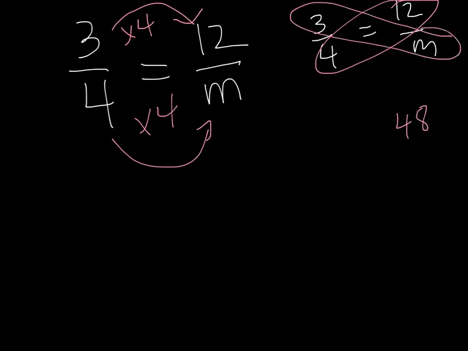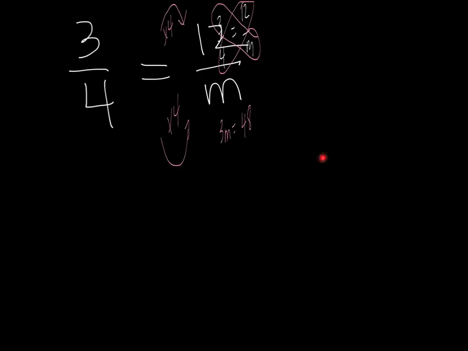3 times m is 3m. Here I've got 3 times m. What's the opposite of multiplication? Shout it out if you know it. Division! Excellent. It is division, so instead of multiplying by 3, let's divide by 3.